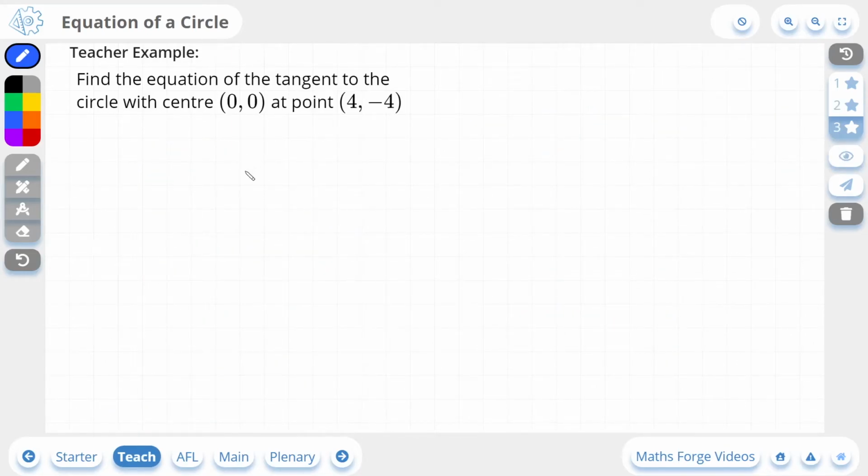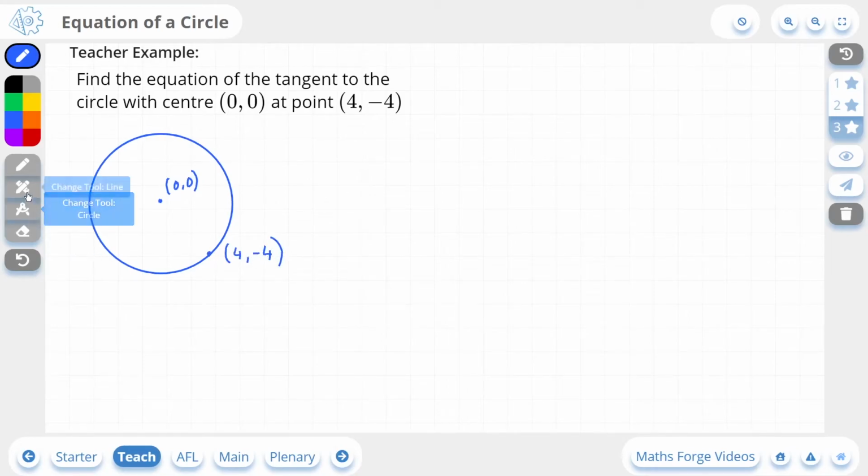Now let's do a 3-star example. Here we're being asked to find the equation of the tangent to the circle with center 0, 0 at point 4, minus 4. So our center here is going to be 0 and 0. And the point is going to be 4 and minus 4. So it's going to be about here somewhere. Let's label it. And they're asking us to find the equation of this tangent.